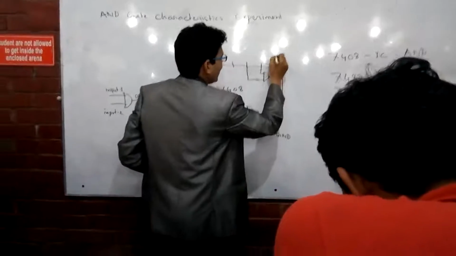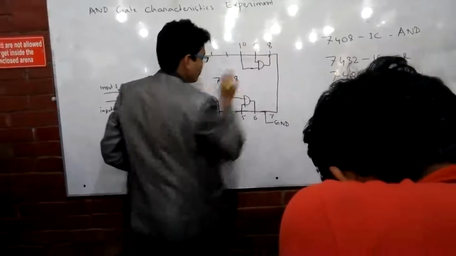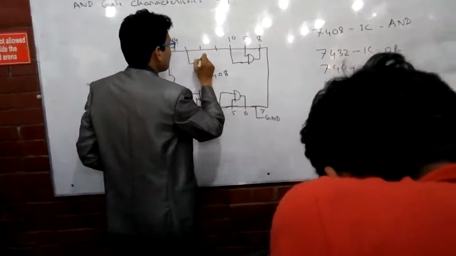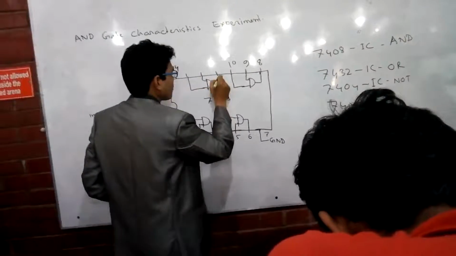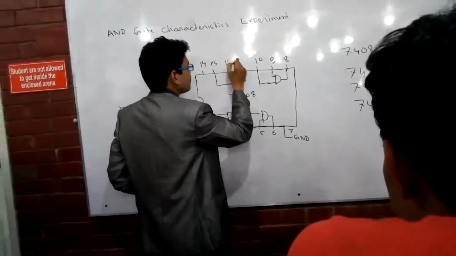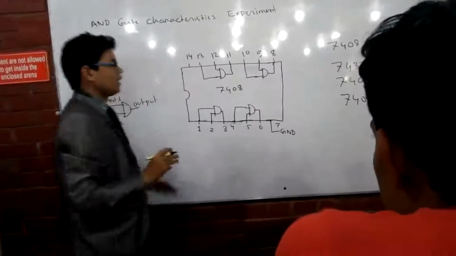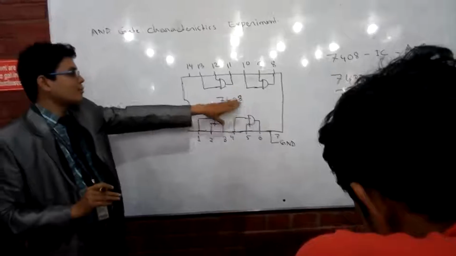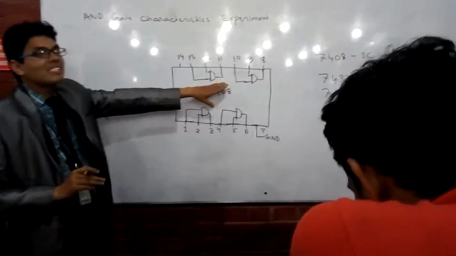Pin number 8, 9, 10. The number will be a sequence. Again, pin number 13 and 12 are input, and 11 is output. Now, for the AND gate, this is how the 7408 IC looks inside.